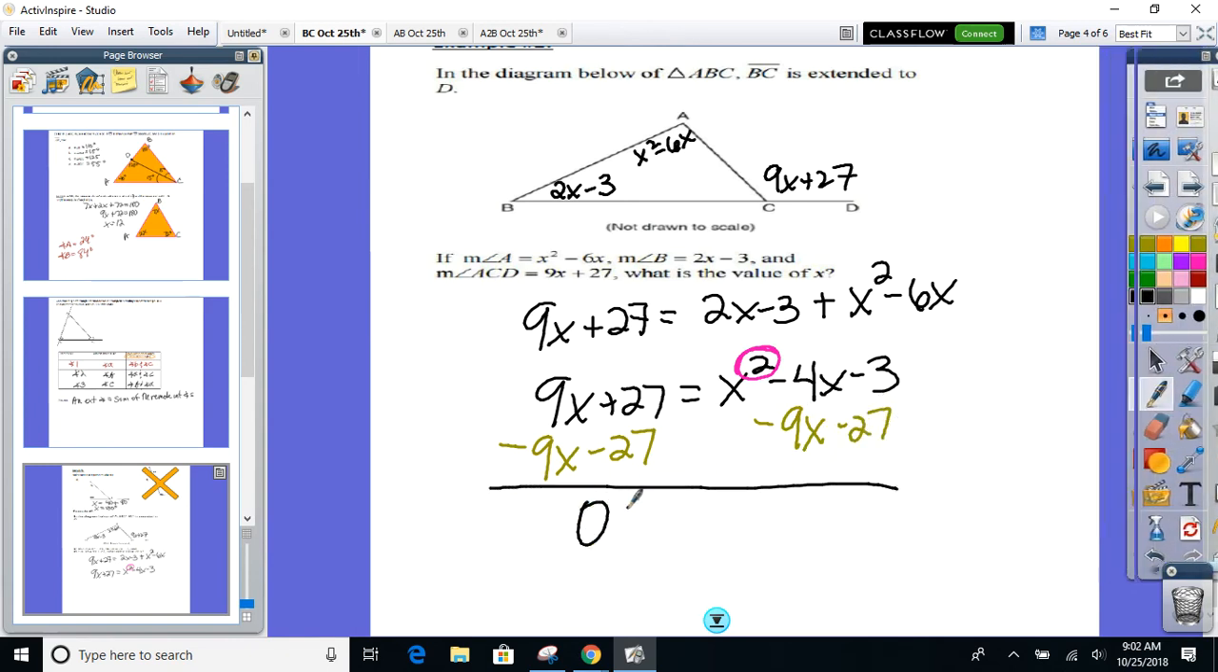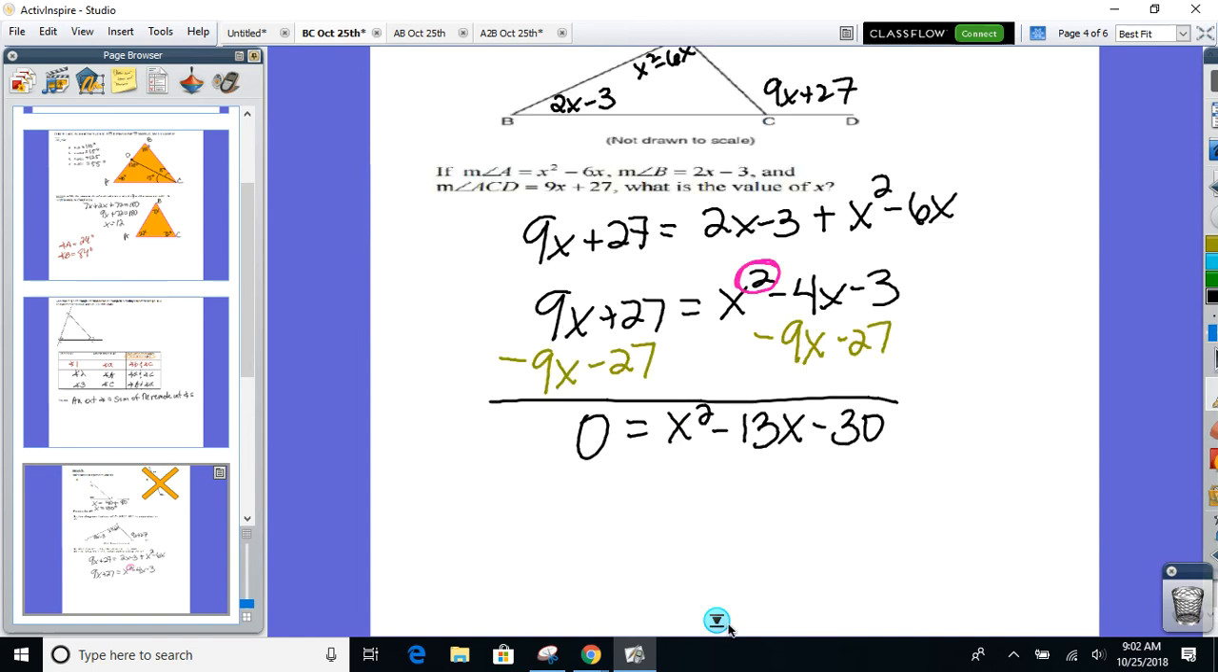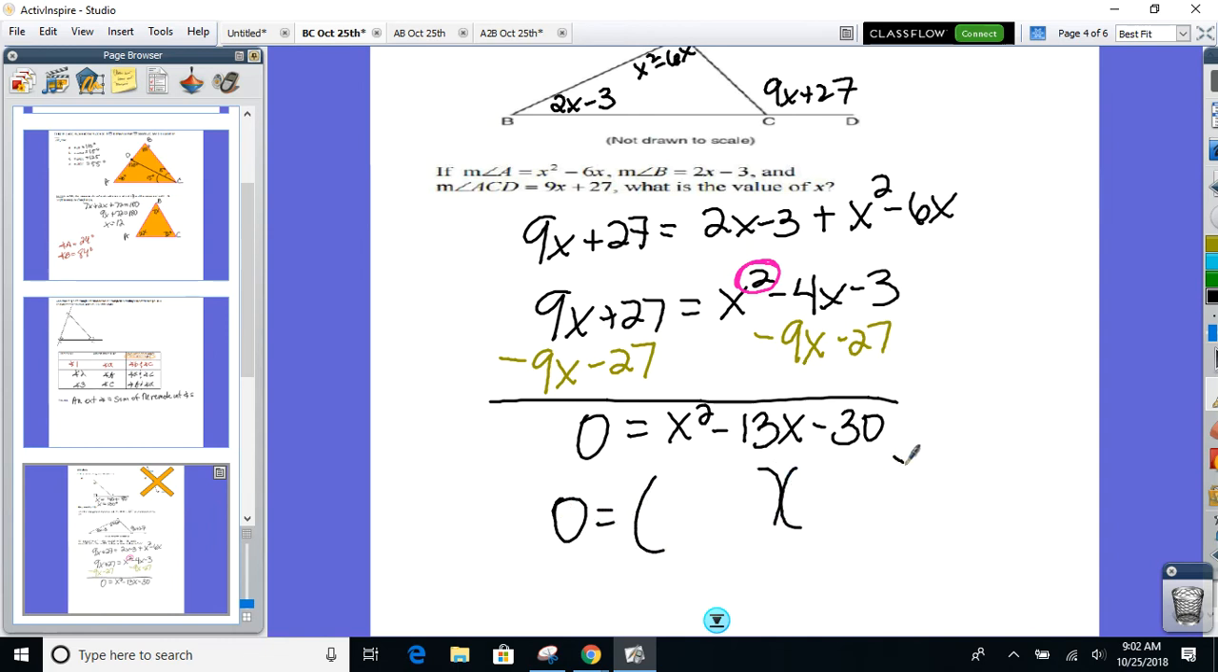So I end up with 0 equals x squared. What do I have in the middle here? Minus 12... 13x minus 30. All right. I'm going to expect this out of you. Honors level course. Expect this. And again, we're not doing anything tougher than this.